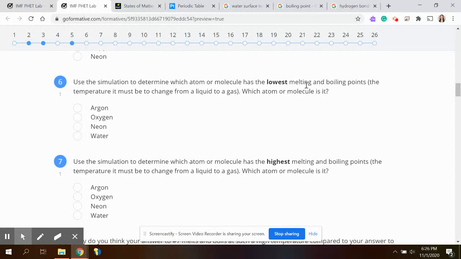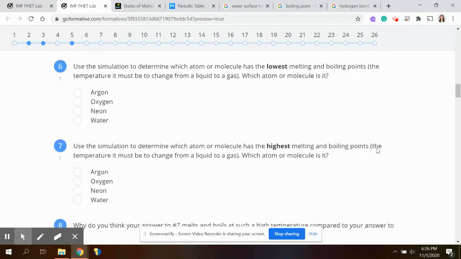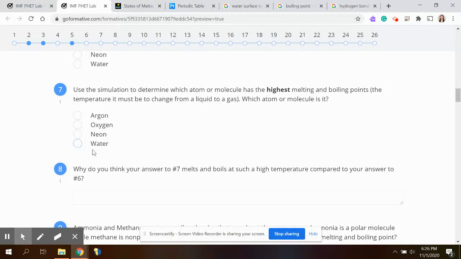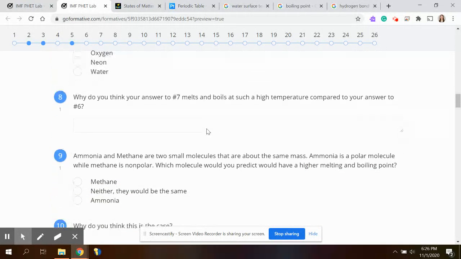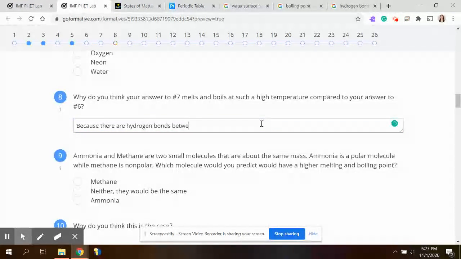All right, lowest melting and boiling points. So this is looking at which atom or molecule requires the lowest temperature, the lowest amount of energy to either melt or boil. It's going to be one of the noble gases. And then the highest one, we looked at that already, and that is water. So why do you think it takes so much energy to change water? Because there are hydrogen bonds between water molecules. That is our sample response.